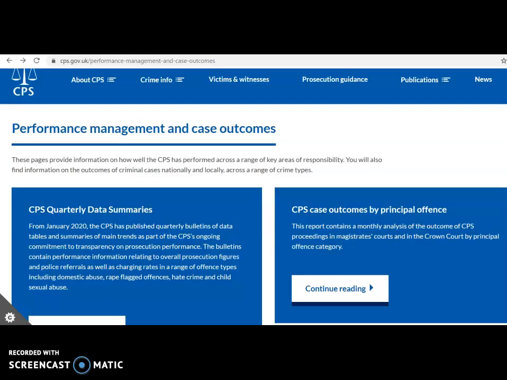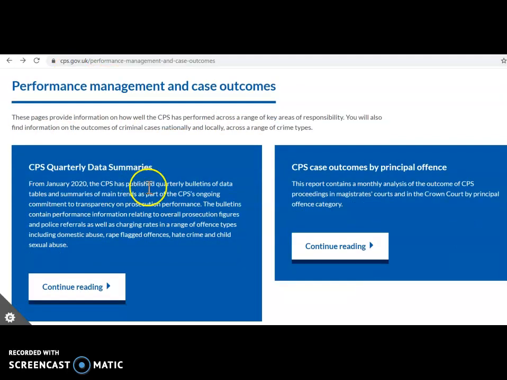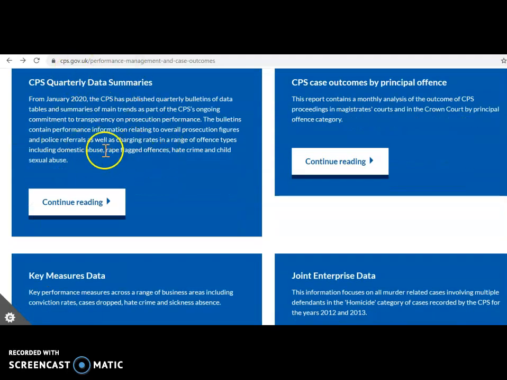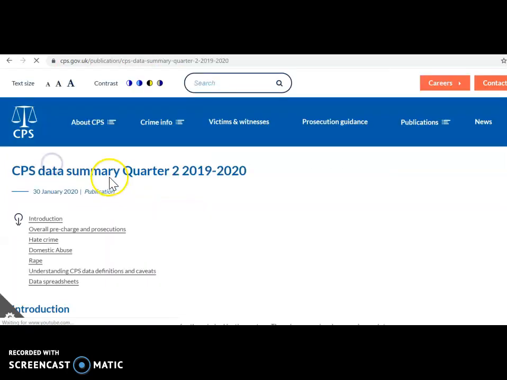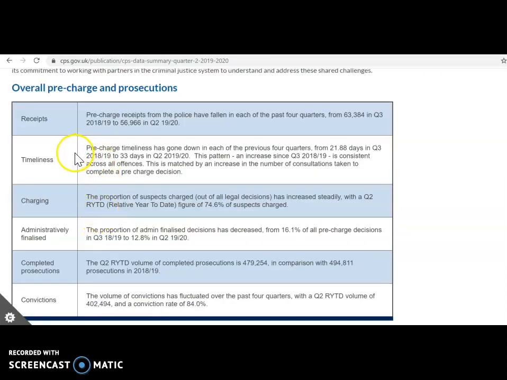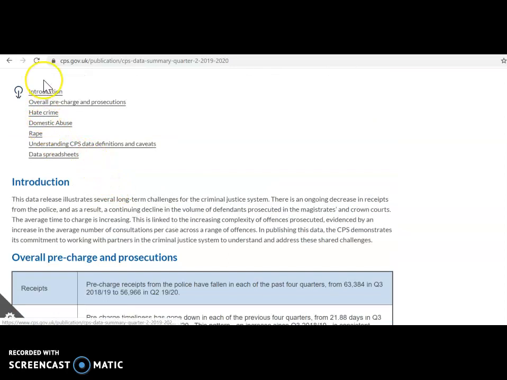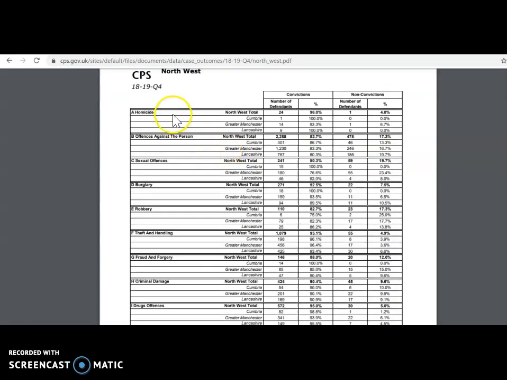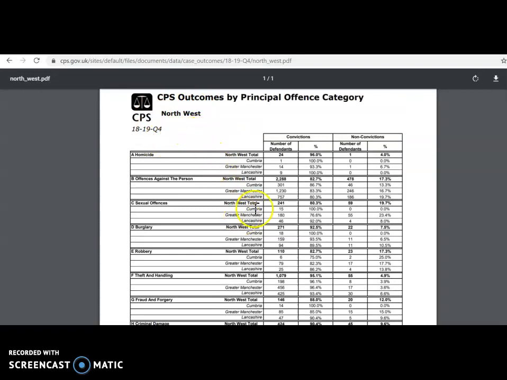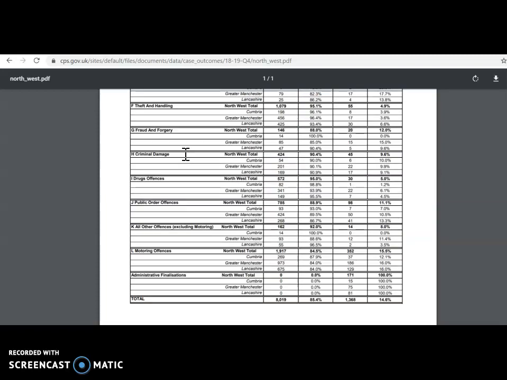I'll switch screens quickly here just to show you the CPS website, because this is a really useful website to look at, and you might find it really interesting because they publish quarterly data summaries. So if you click onto this, you can have a look at the success for different crimes, for instance. I've just clicked on the CPS outcomes by offence, and this is for the North West, so you might find it quite interesting to see what the conviction rate was for different crimes in the North West.